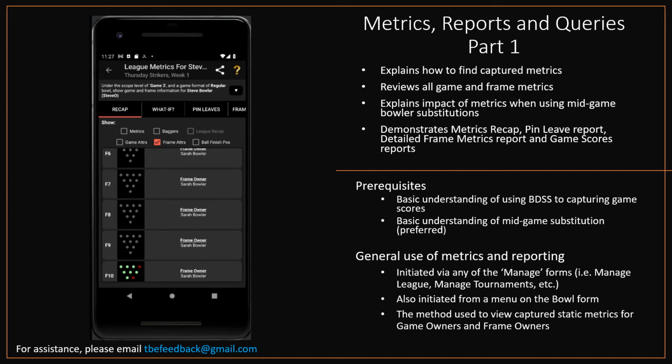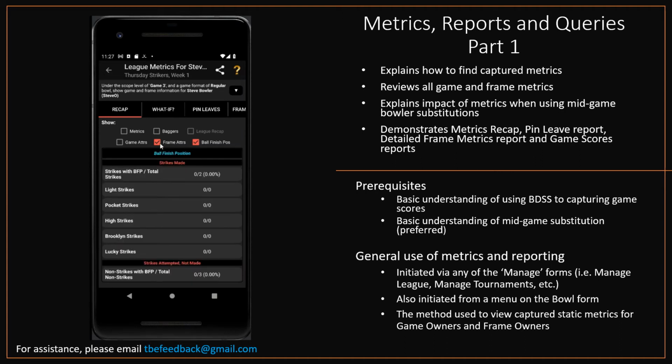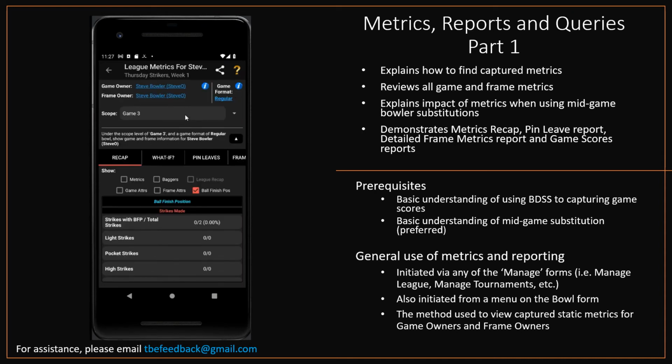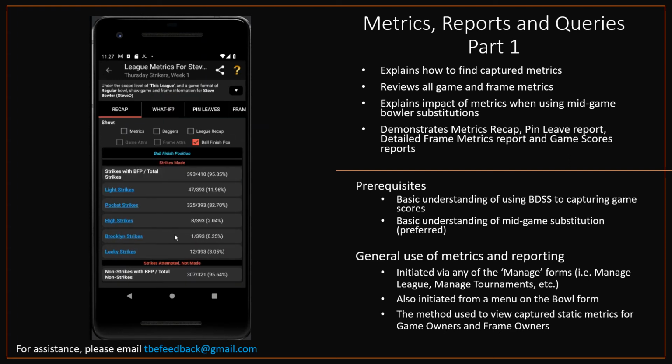So the last group to review is ball finish position, or BFP. Let's select BFP and unselect frame attributes. And for best effect, let's choose a scope of league. Okay. BFP is available for all scope levels, and it gives detailed metrics on the position of the ball when it makes impact with the pins. BFP is an optional feature when tracking scores, meaning it could be turned on or off, and as each ball is rolled by the frame owner, the ball finish position can be captured and measured.